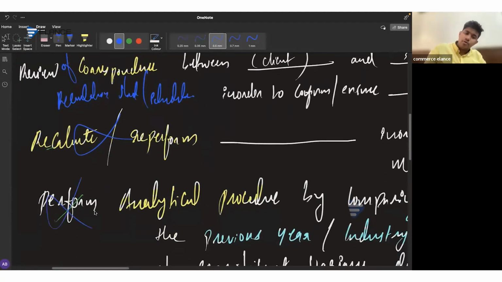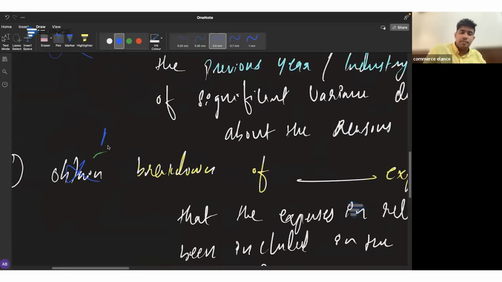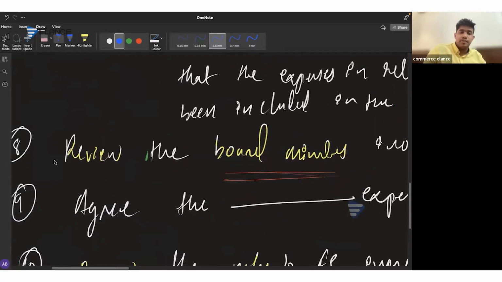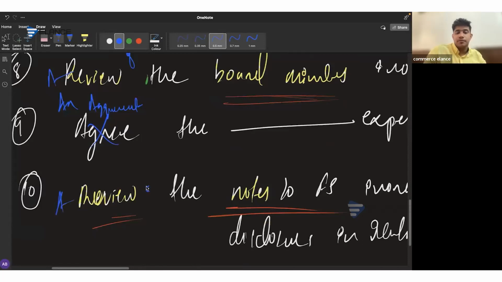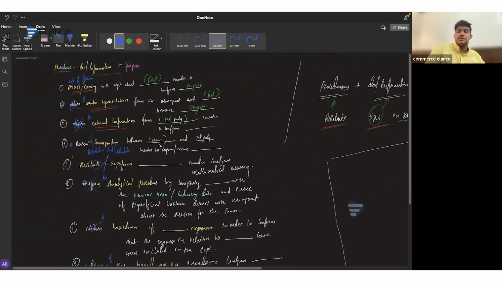Then you are not required to perform an analytical procedure. However, there will be an analytical procedure which has already been carried out by another auditor. There will be a breakdown of expense. There will be a review of the board minutes. There will be an agreement of dash documents to the supporting documents. There will be a review of the notes to financial statements. So in this perspective, you can change the procedures to audit evidences.